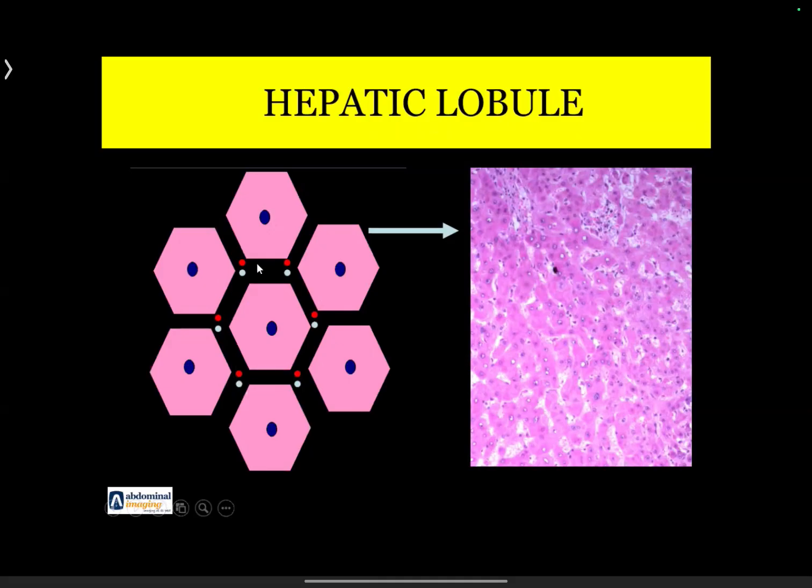So this is a hepatic lobule which is hexagonal in shape. That is the central vein, and in this there are multiple hepatocytes in a linear line, and these are the portal triads. So this is how the hepatocytes look. They are like linear lines coming from the central vein and going outwards.